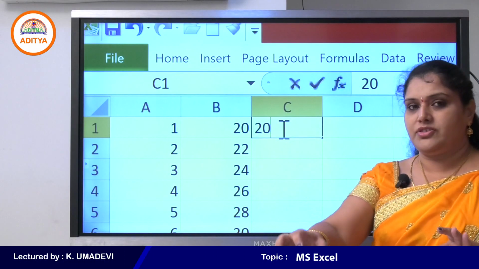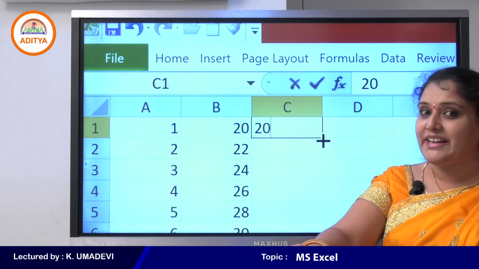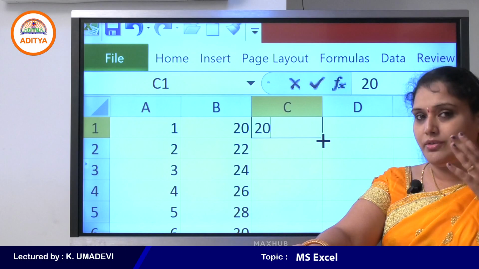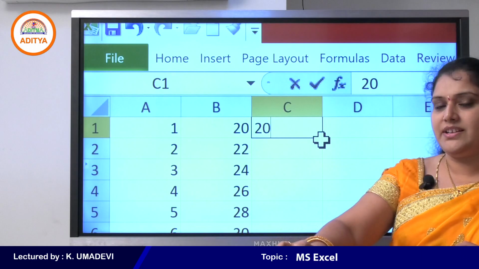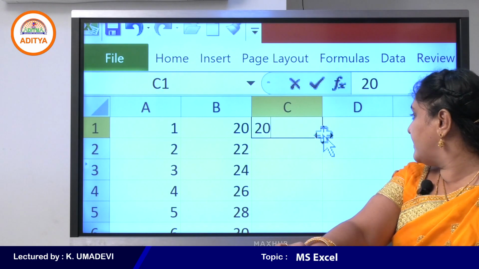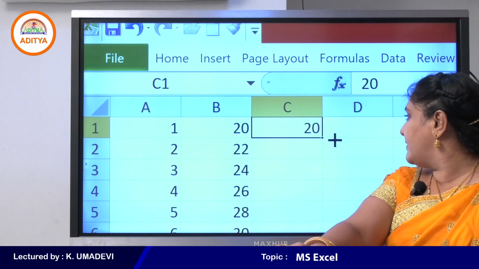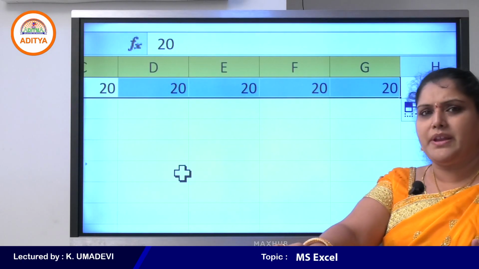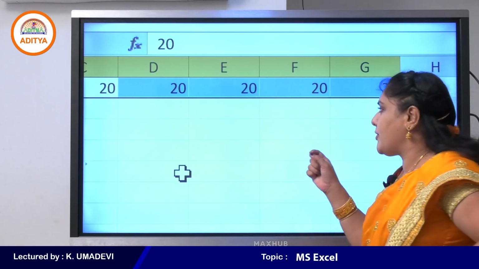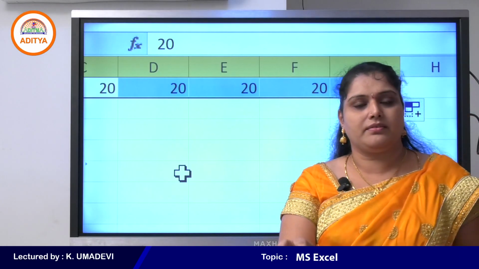Okay. So now use the fill handle. See, fill handle is used to copy the data in any direction, right? Now I want to insert 20 on the right side of the cell. Click and drag the fill handle to the right as far as you want. See, the same number is repeated here. That means it copies the same data and fills the additional cells.